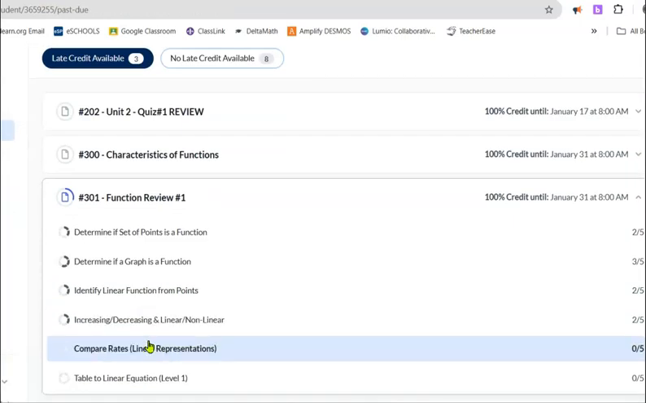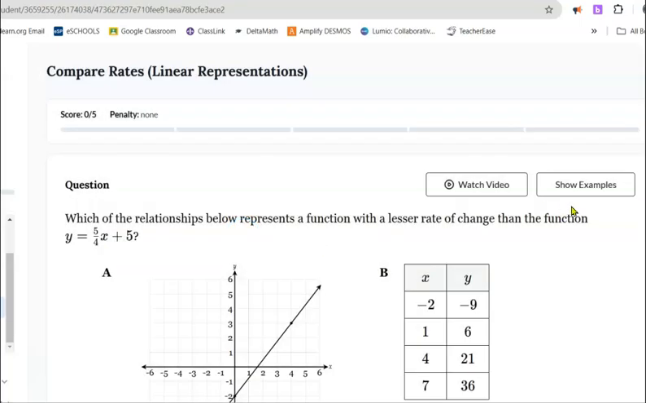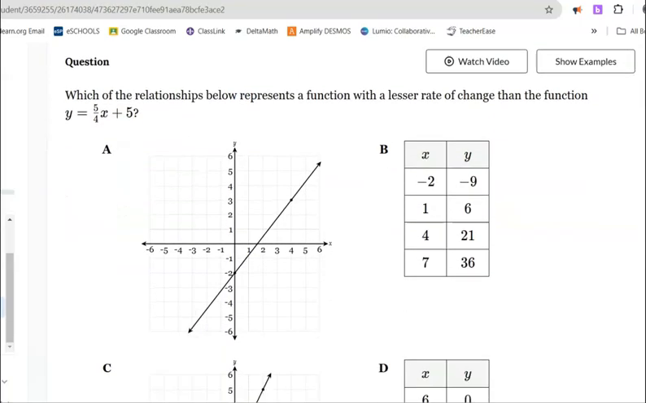The next section is comparing rates from different representations. So the initial question asks for a rate of change that is less than this one. Well, this one is 5 over 4. 5 divided by 4 is also equal to 1.25. So we're looking for something with a slope that's lower than 1.25. Now this might be a little challenging for you since these will all be fractions.